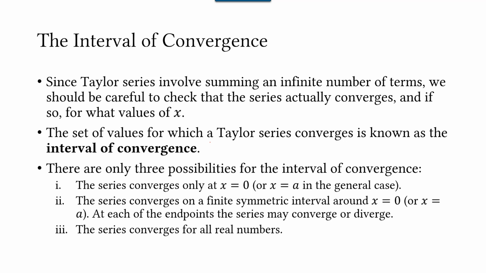First off, sometimes a Taylor series will only converge at a single point. When that's the case, it's going to converge only at the point that the series is centered around. So for us, x equals 0, but in the general case, it could be x equals a. Secondly, the series could converge on an actual interval around x equals 0. So in that case, the series would converge on some interval, say minus r to r.